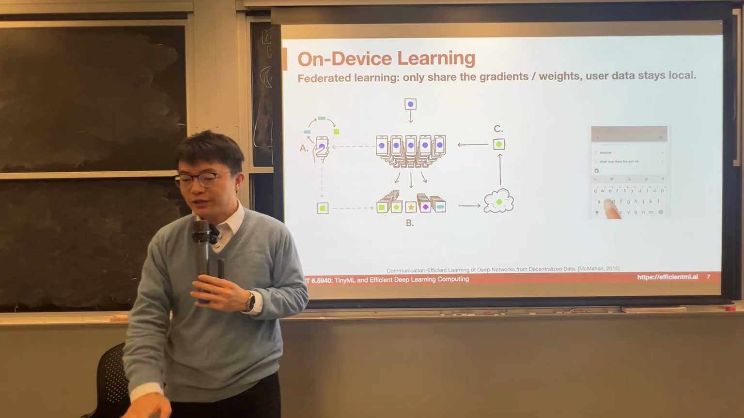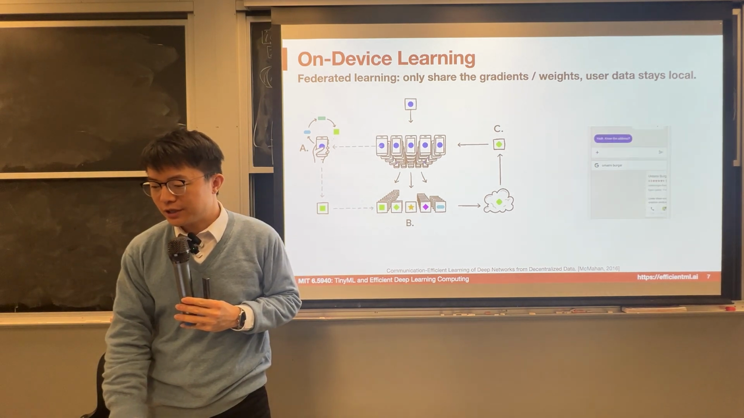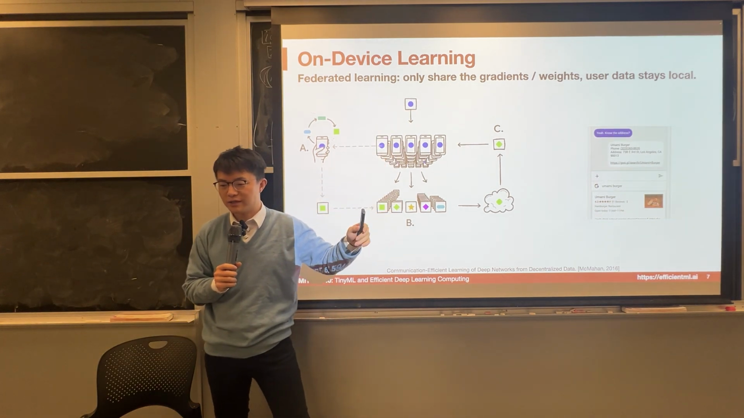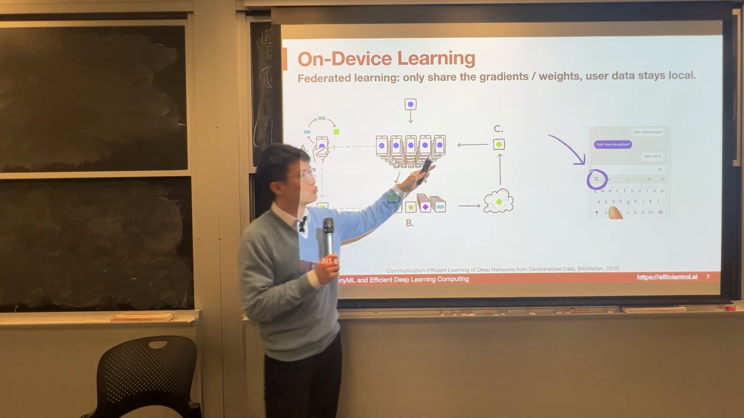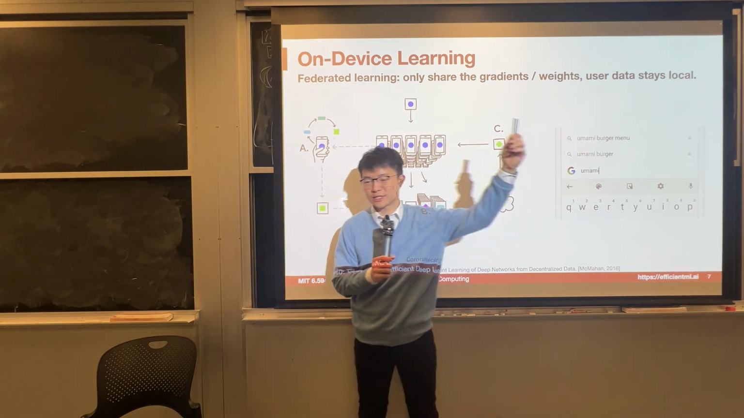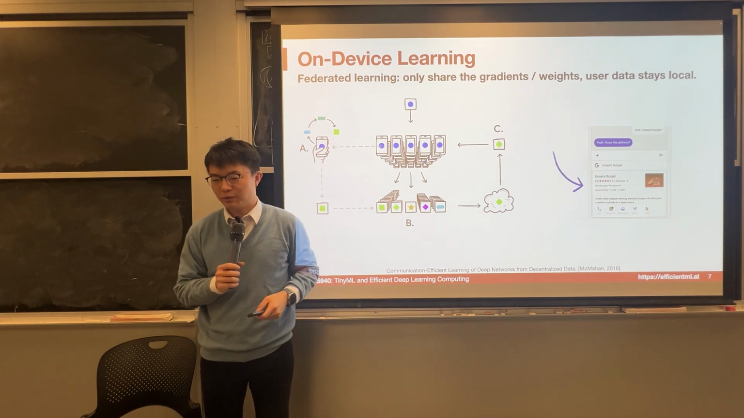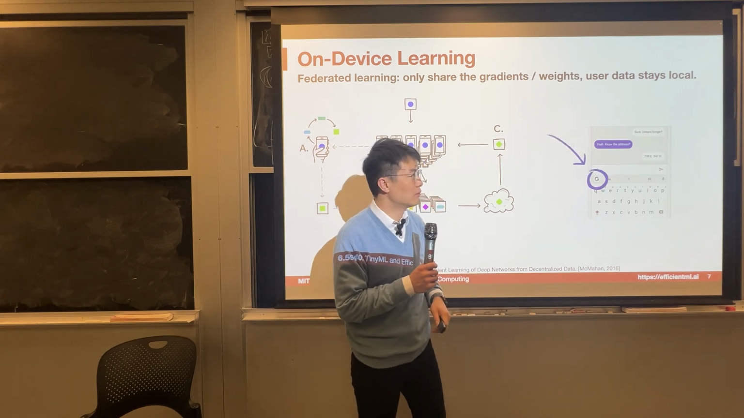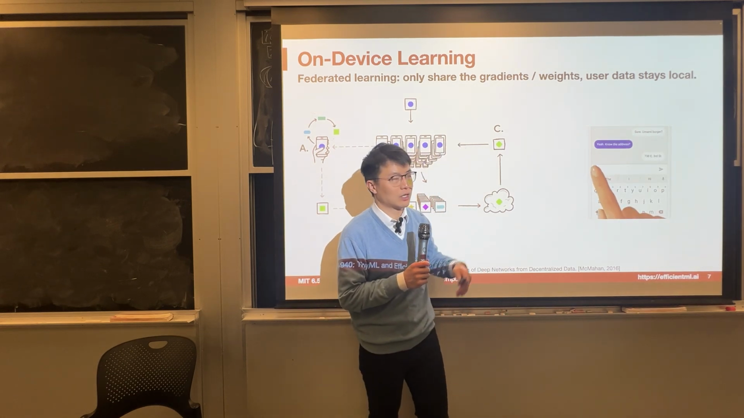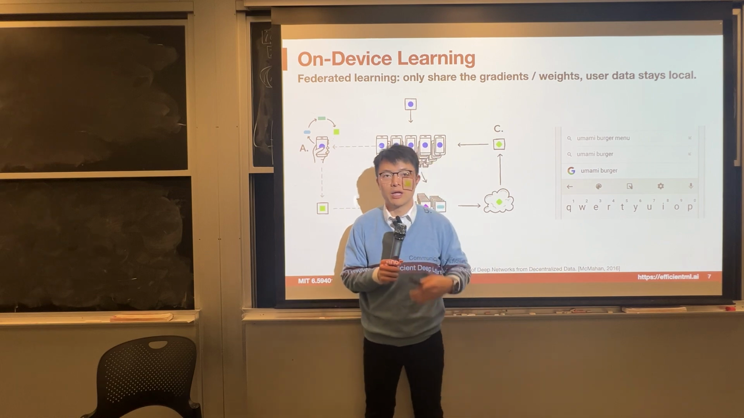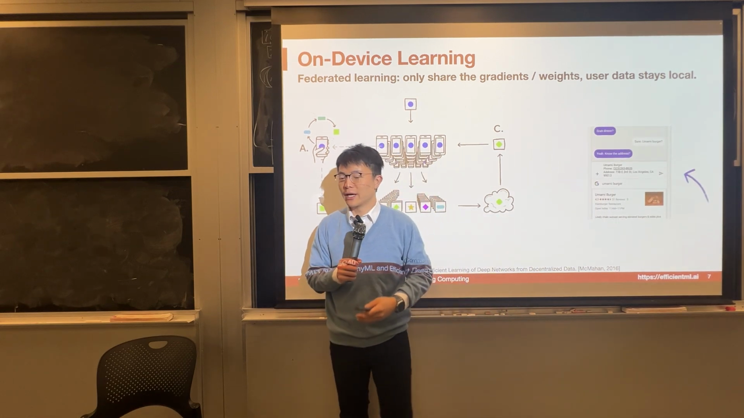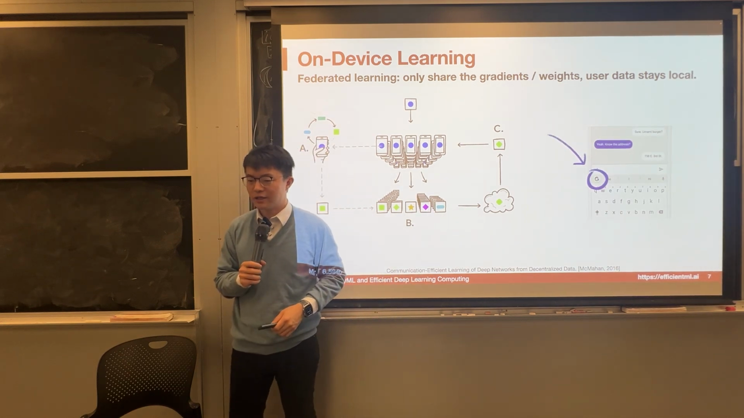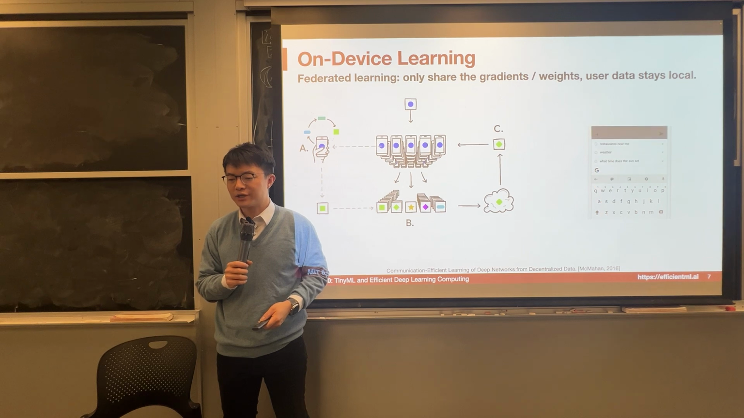So let's first introduce federated learning. Okay, so federated learning is a very popular mechanism to only share the gradients and also the weights among multiple devices rather than the user data. So the user's data stays local on the mobile phone. And on the right-hand side is showing a mobile app example where Google's keyboard can benefit from multiple users' typing history and improve the model so that in the future you can have faster typing and a smoother typing experience.